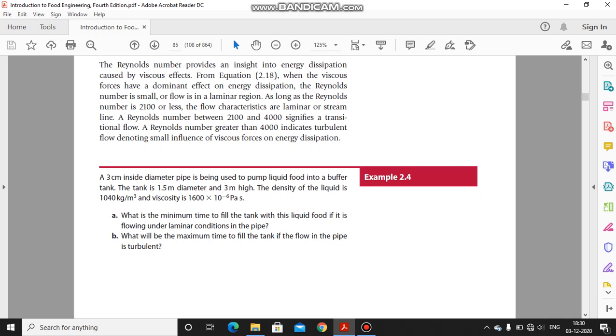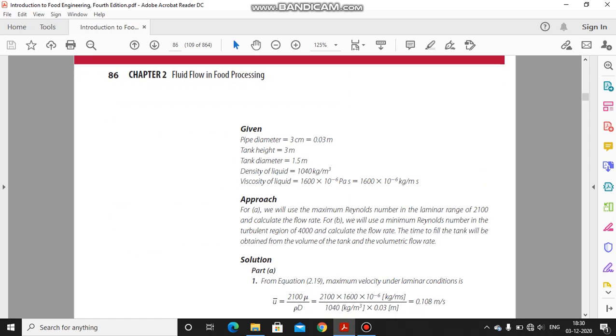They have given two problems. First one is, what is the minimum time to fill the tank with this liquid food, if it is flowing under laminar conditions in the pipe? So we have to calculate the time required to fill the tank. Let us first write down the given data: the pipe diameter, tank height, tank diameter, density of the liquid and viscosity of the liquid. So how are we going to solve this problem? By first determining the Reynolds number.